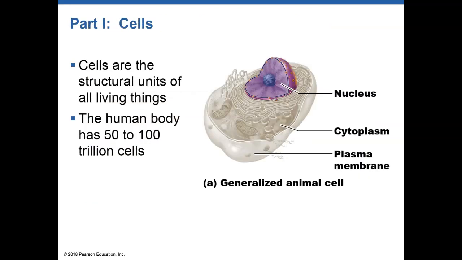So cells are the structural unit of life. And humans have anywhere from 50 trillion to close to 100 trillion cells that make up our bodies. And that doesn't count all of the different bacteria and everything else that we have going on.